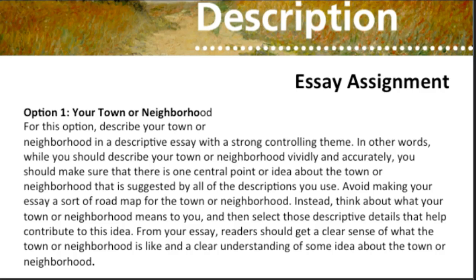So our essay assignment, our first option, is your town or neighborhood. For this option, you'll describe your town or neighborhood in a descriptive essay with a strong controlling theme. In other words, while you should describe your town or neighborhood vividly and accurately, you should make sure that there is one central point or idea about the town or neighborhood that is suggested by all of the description you use. Avoid making your essay a sort of roadmap for the town or neighborhood. Instead, think about what your town or neighborhood means to you, and then select those descriptive details that help contribute to this idea. From your essay, readers should get a clear sense of what the town or neighborhood is like and a clear understanding of some idea about the town or neighborhood.